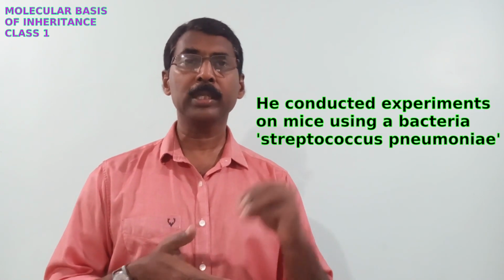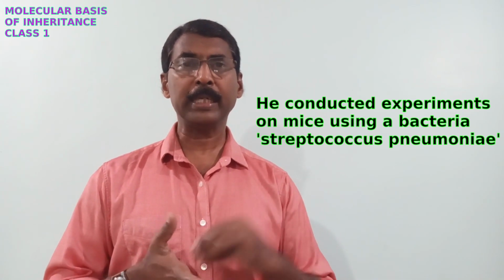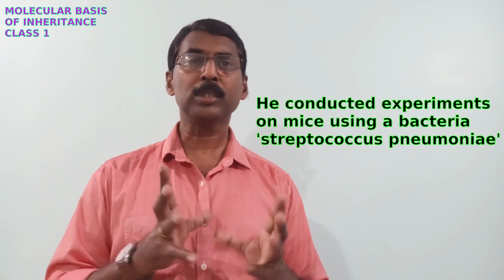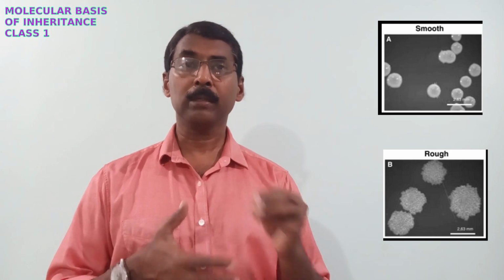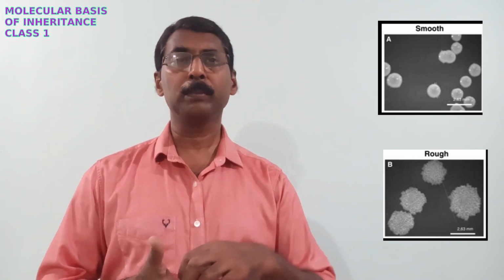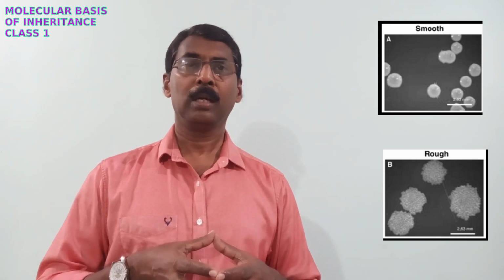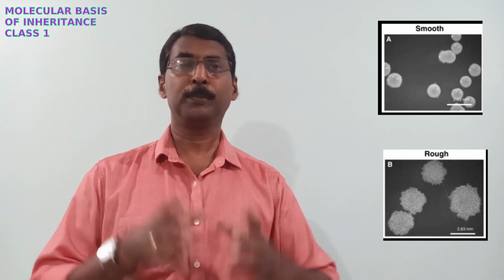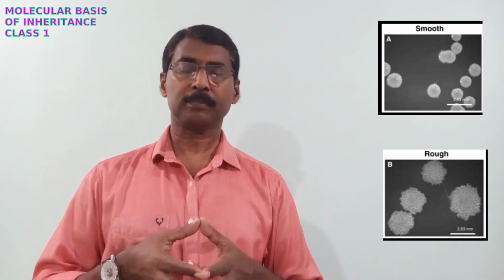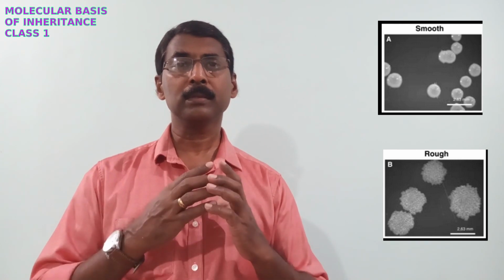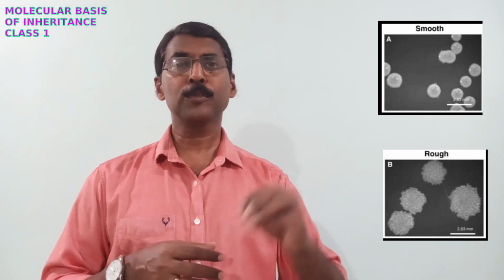When he cultured this Streptococcus pneumoniae in his laboratory, he understood that this bacteria exists in two strains: the smooth strain and the rough strain. The smooth strain is so called because the cell wall has a coat of polysaccharide which gives the appearance of a smooth texture. So the cells appear with a smooth surface due to the presence of this polysaccharide coat. That's why they are called smooth strain.